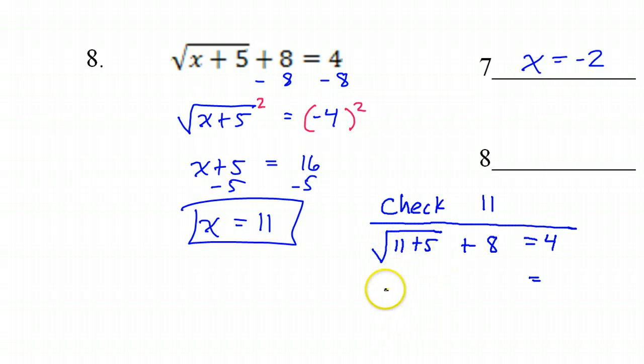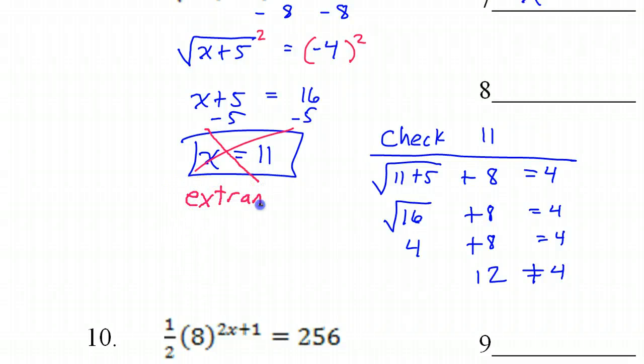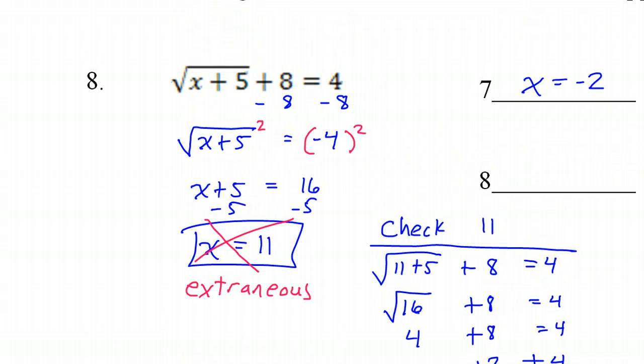Of course, 11 plus 5 is 16, so I've got the square root of 16 plus 8 is equal to 4. So that's 4 plus 8 is equal to 4. So that's 12, which is not equal to 4. Boo! So that means that this is extraneous. Alright, that's extraneous. And since that was the only solution we had, then we will go ahead and say no solution.